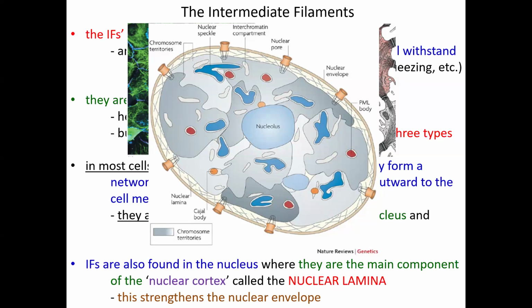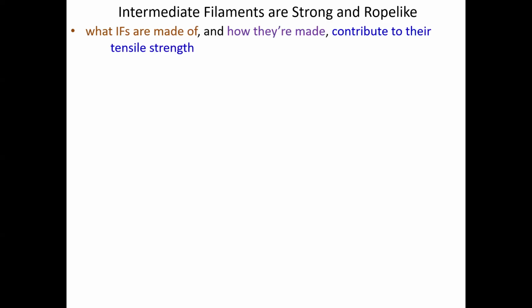So the nuclear cortex, made up of intermediate filaments, is there to strengthen the nuclear envelope, to give that structural stability to the nuclear membrane. So those are some examples of the function of intermediate filaments. What's the anatomy of intermediate filaments? How are intermediate filaments made?